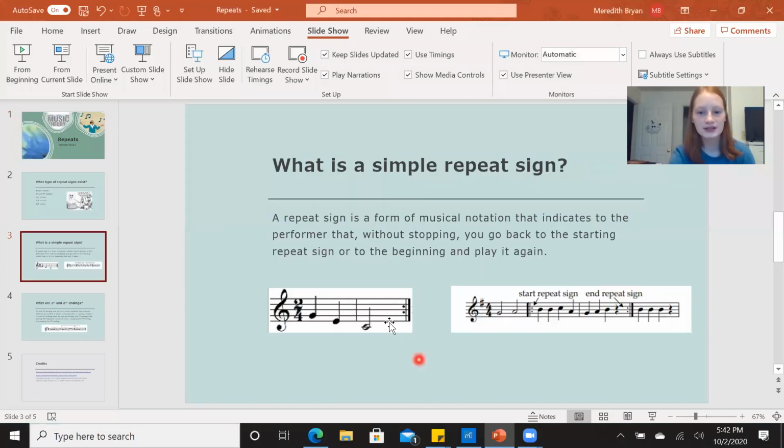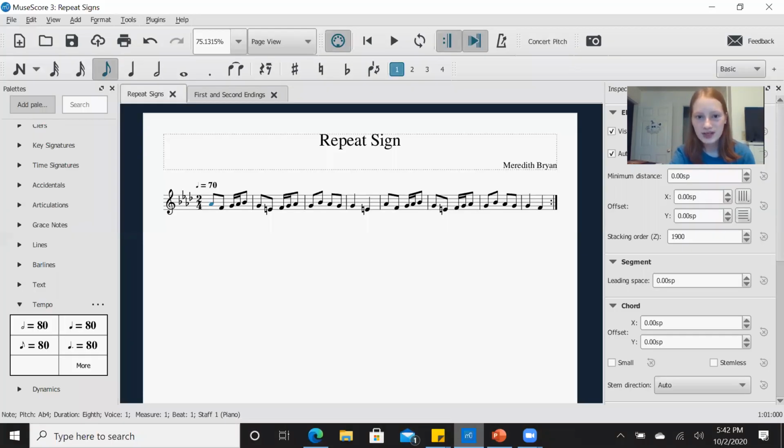So I've written some musical examples for us to listen to. They're just original compositions that I thought would help get the point across. And I hope that you think about what's going to happen as we get closer to the repeat sign. And just think of that while we listen.